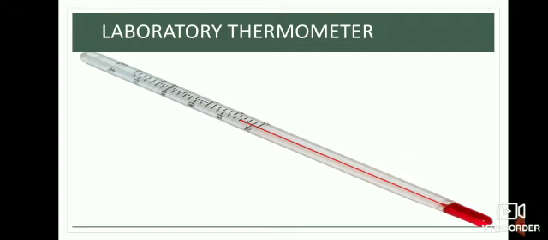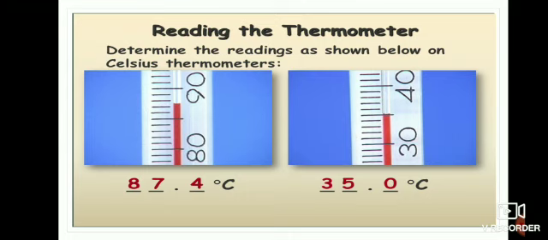Now reading the Celsius scale on the thermometer. Note the temperature difference indicated between two bigger marks. Also note down the number of divisions between these marks. Suppose two consecutive bigger marks differ by 1 degree and there are 10 divisions between them. One small division reads 1 by 10, which is 0.1 degrees Celsius.